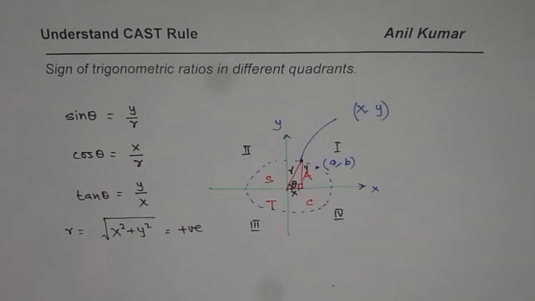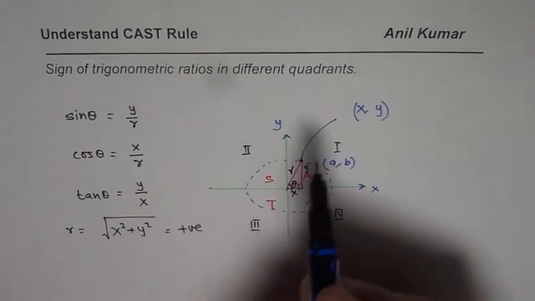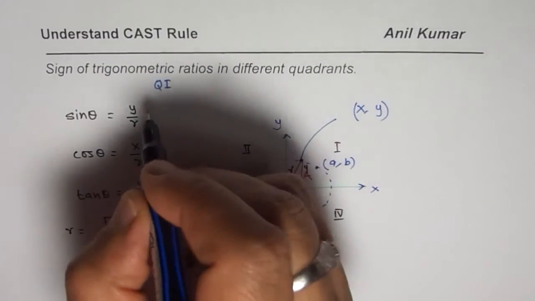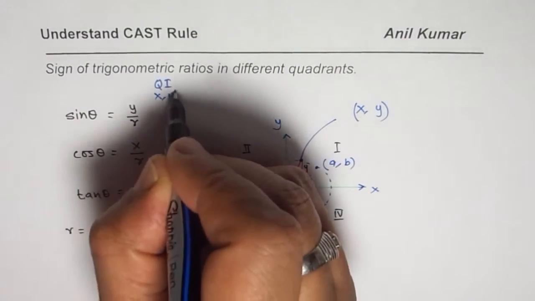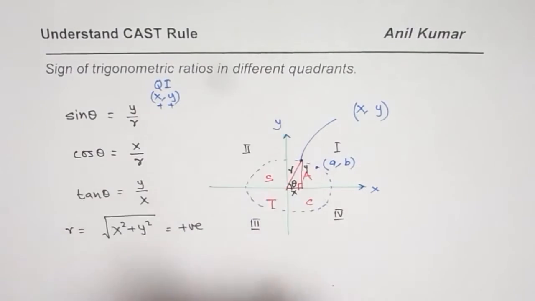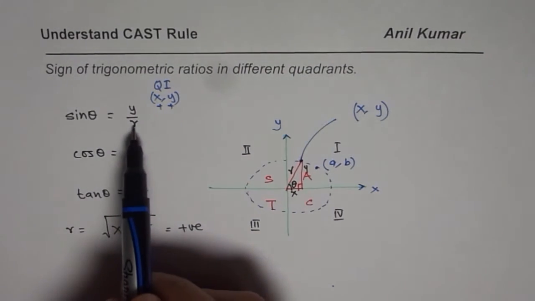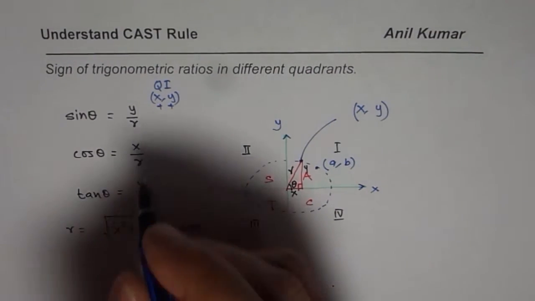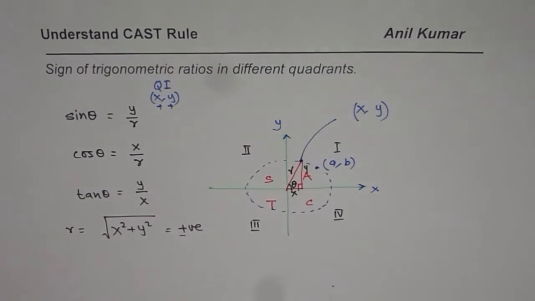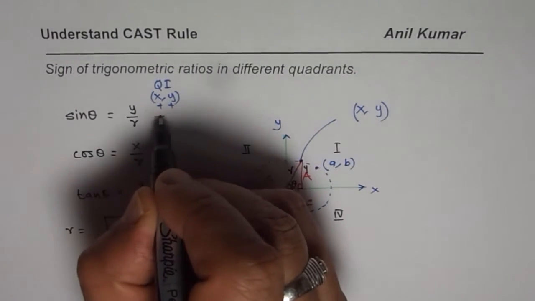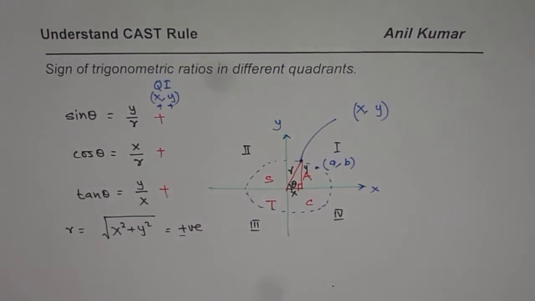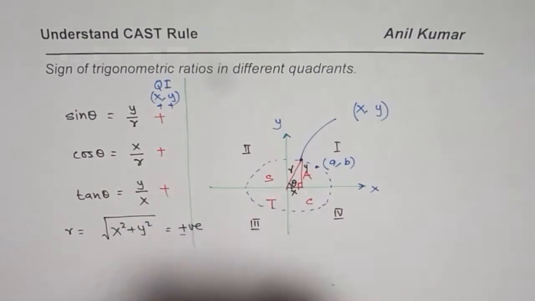So in quadrant 1, we know the x value and y value are both positive, and we know r is always positive. So in quadrant 1, since x, y and r are all positive, all these ratios are positive. Let me write with the red ink: all are positive in quadrant 1. So that is not a problem at all to understand.